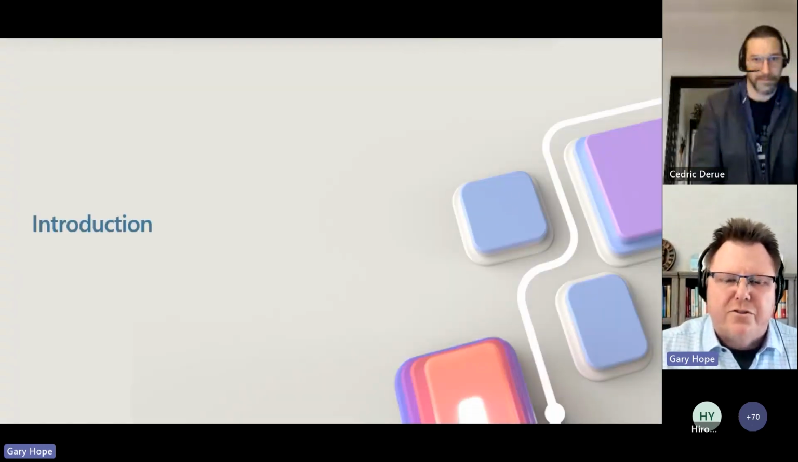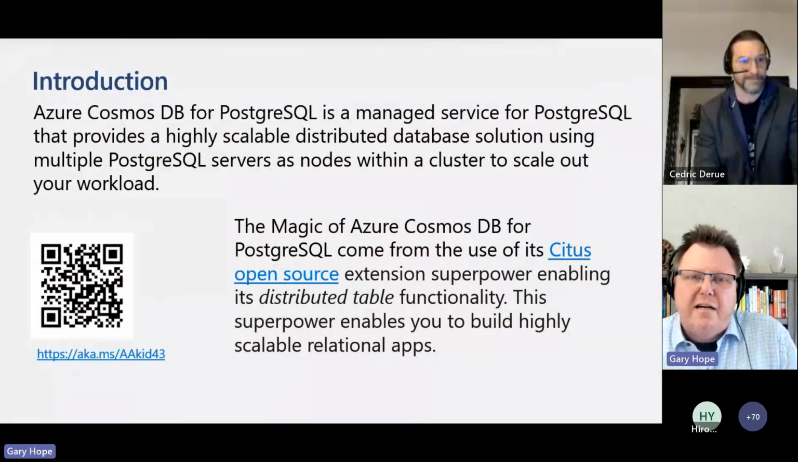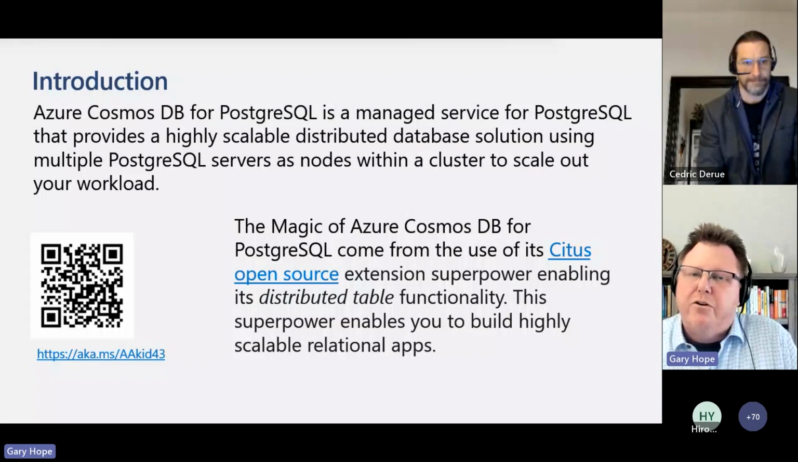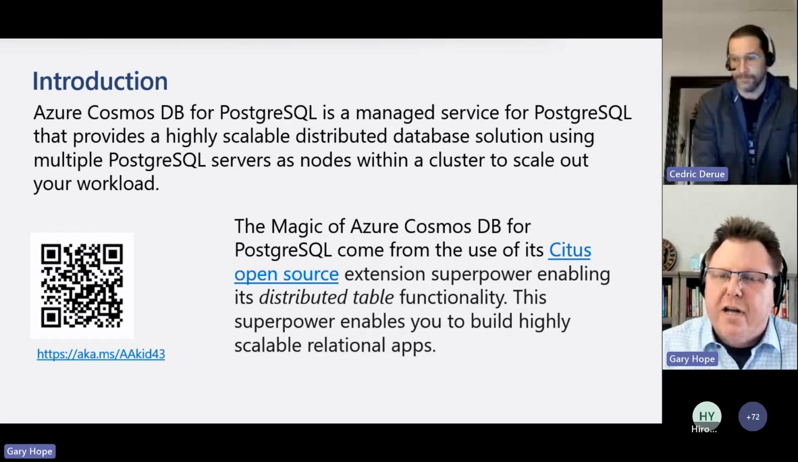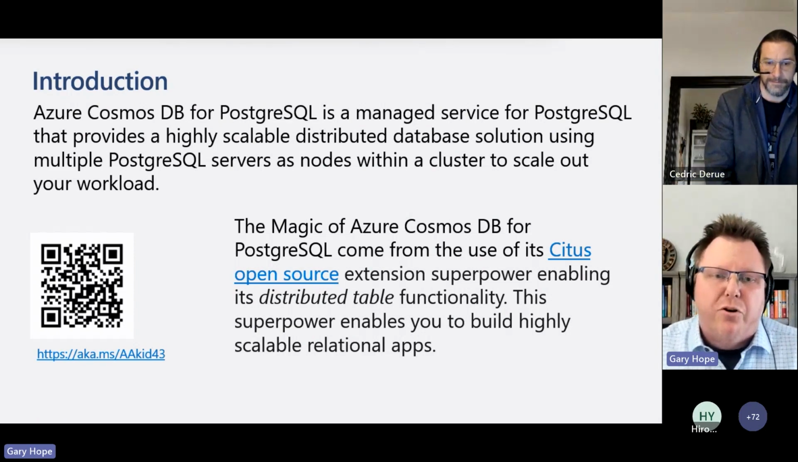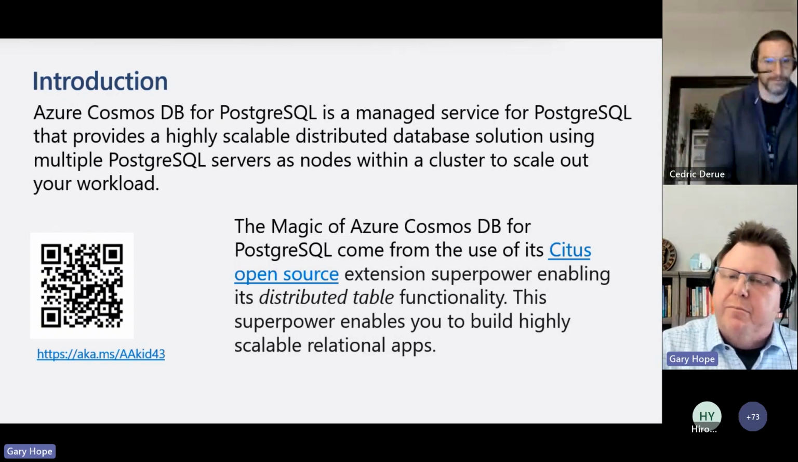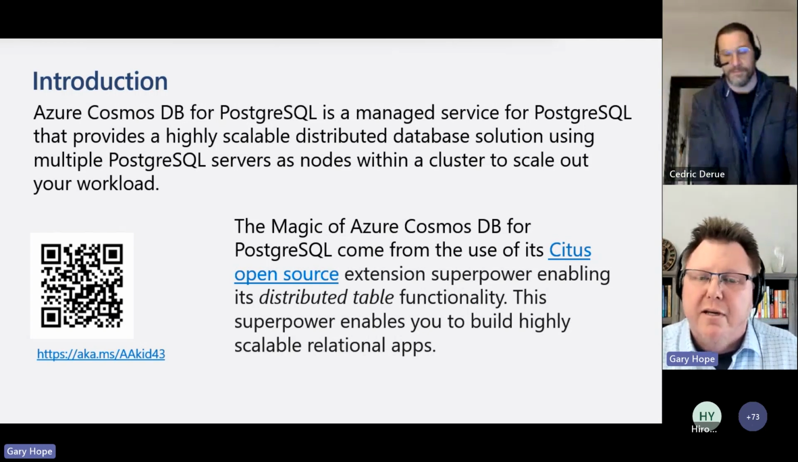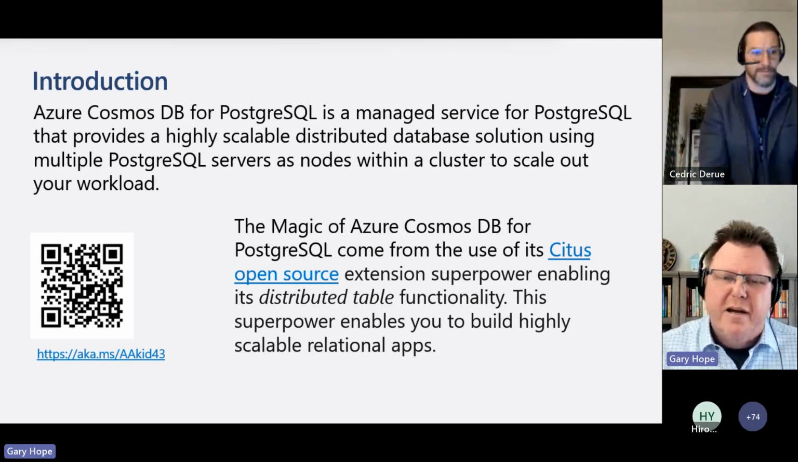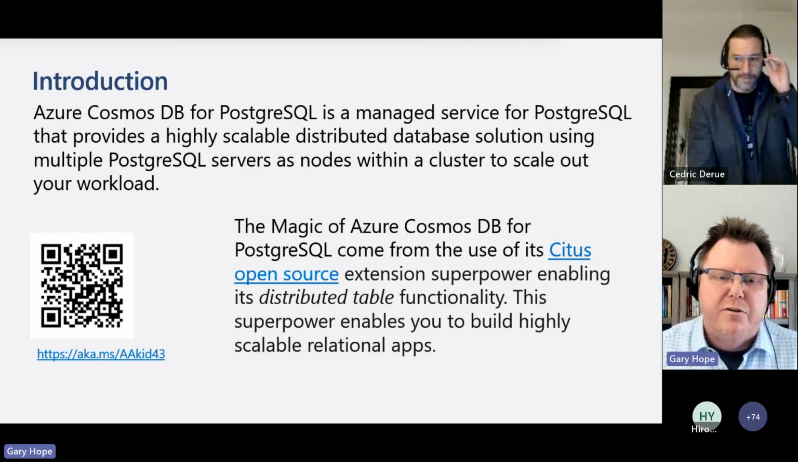So let's dive straight into the content. Azure Cosmos DB provides a highly scalable distributed database solution by grouping multiple Postgres servers together as nodes in a cluster. Today, we're going to be playing the role of leads for Woodgrove Bank, and this will be helping their developers move their application from a traditional Postgres server to an Azure Cosmos DB for Postgres environment. They're skilled Postgres developers, but they have no experience working with distributed databases. Our job is to show them how to get the most out of the Azure Cosmos DB service.